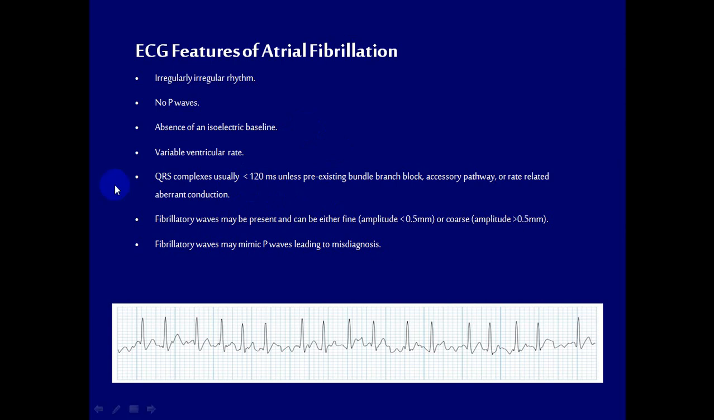Fibrillary waves, or small F waves, may be present and can be either fine, with amplitude less than 0.5 mm, or coarse, with amplitude more than 0.5 mm, more than a small square. Fibrillary waves may mimic P waves, leading to misdiagnosis, especially in lead V1.